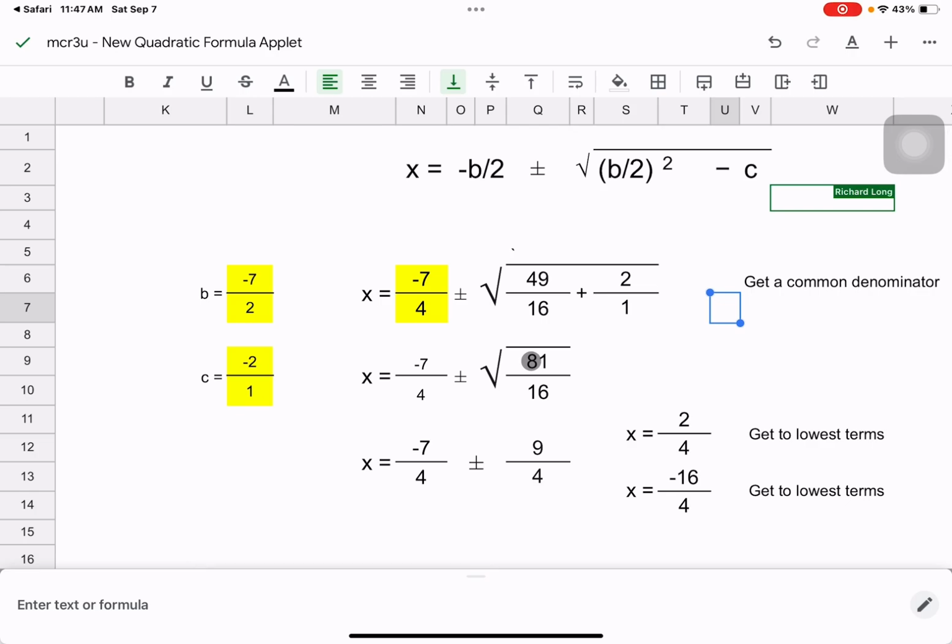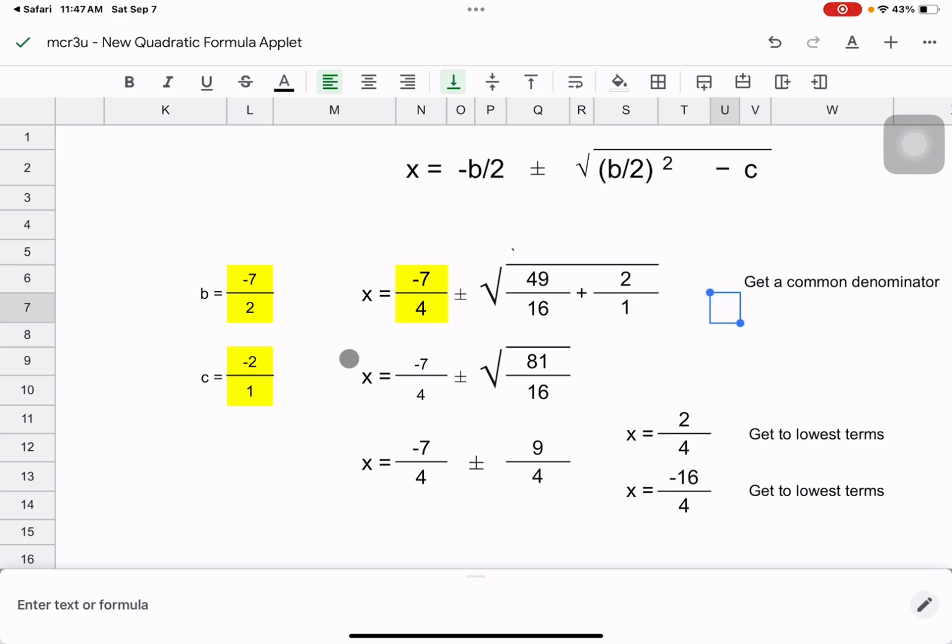Those are nice numbers for square roots. The square root of 81 is 9, and the square root of 16 is 4. Now in our final stage, since we have a common denominator, we add and subtract the numerators. For the positive, we do negative 7 plus 9, that's 2 divided by 4. And then I do negative 7 minus 9, that's negative 16. Now, what this applet does not do for you is calculate lowest terms, and you'll need to do that. 2 over 4, well, that's 1/2. 4 goes into 16 4 times.